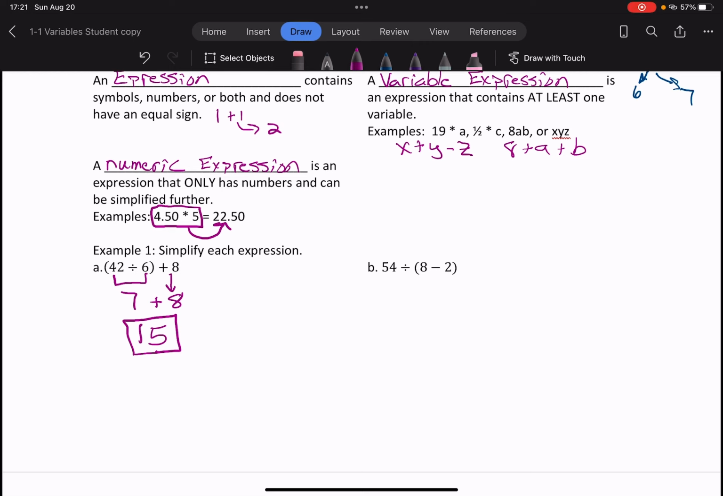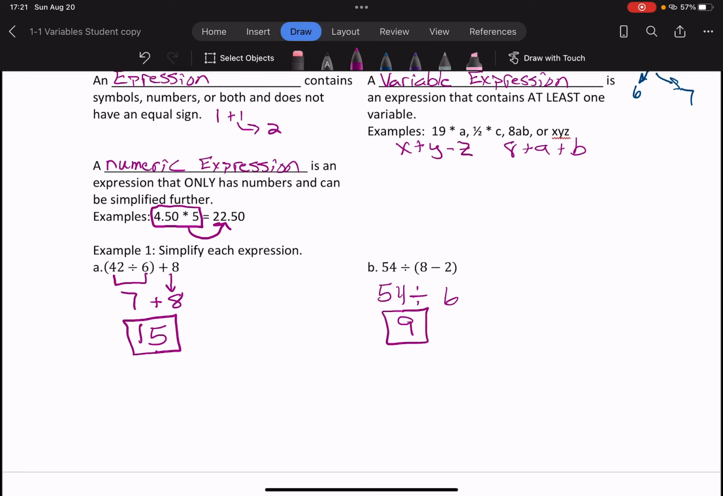So we've got 8 minus 2. We start with the parentheses again. I drop the 54, keep my division symbol. 8 minus 2 is 6. 54 divided by 6, or 6 times what is 54? And if you go back to math class, you realize that that is 9.